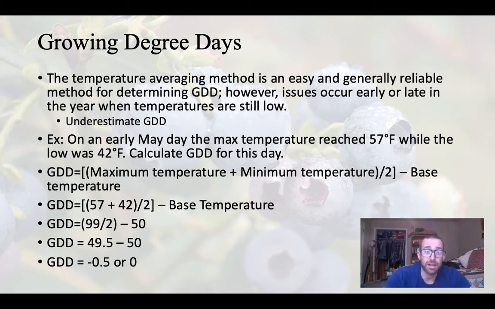So how does this work out? Well, let's give an example. Here we have an early May day, and our max temperature is 57 degrees Fahrenheit, while our low was 42. So if we use the temperature averaging method, we would take our max temperature, 57, add it to 42, which gives us 99. We divide by 2, which gives us 49.5, and then we subtract our base temperature of 50, and we're left with a negative 0.5, or if there's a negative here, we just calculate that as 0. So if we were using this temperature averaging method, for this day, we would say that it accumulated no growing degree days.